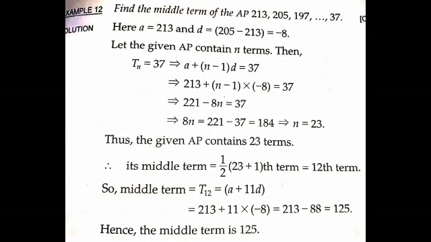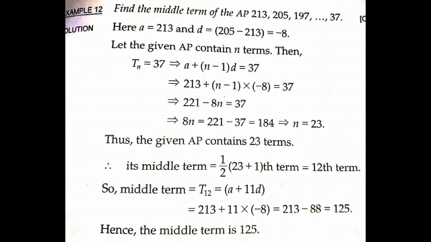This implies 8n is equal to 184. Therefore, n is equal to 23. Thus, the given AP contains 23 terms and n is odd. Therefore, its middle term is the n plus 1 by 2th term, that is 23 plus 1 by 2, which is the 12th term. We will find the 12th term using the formula of the general term.